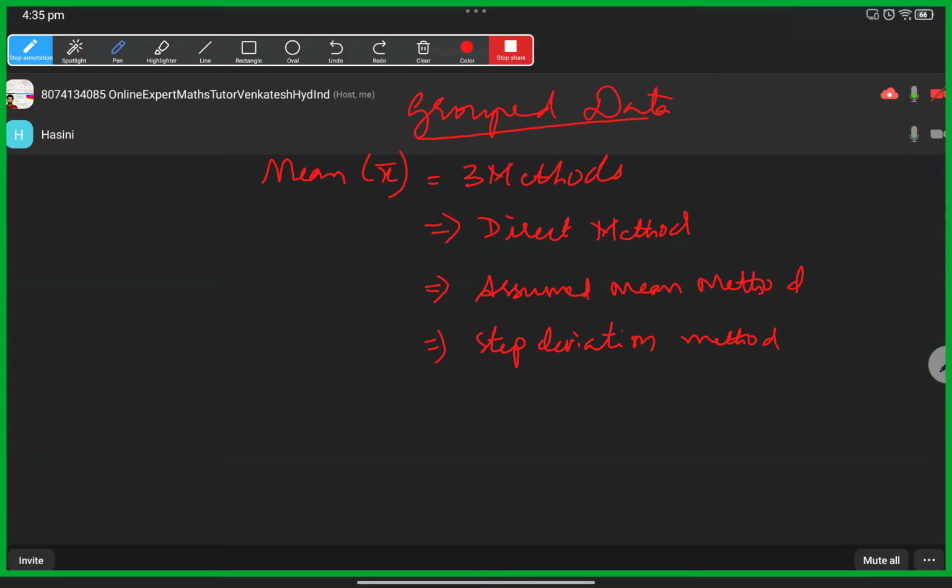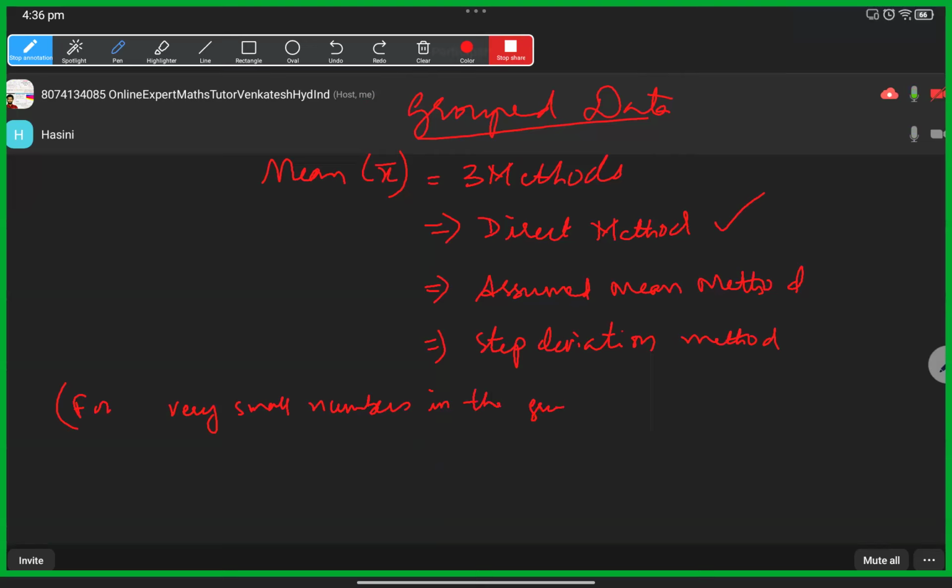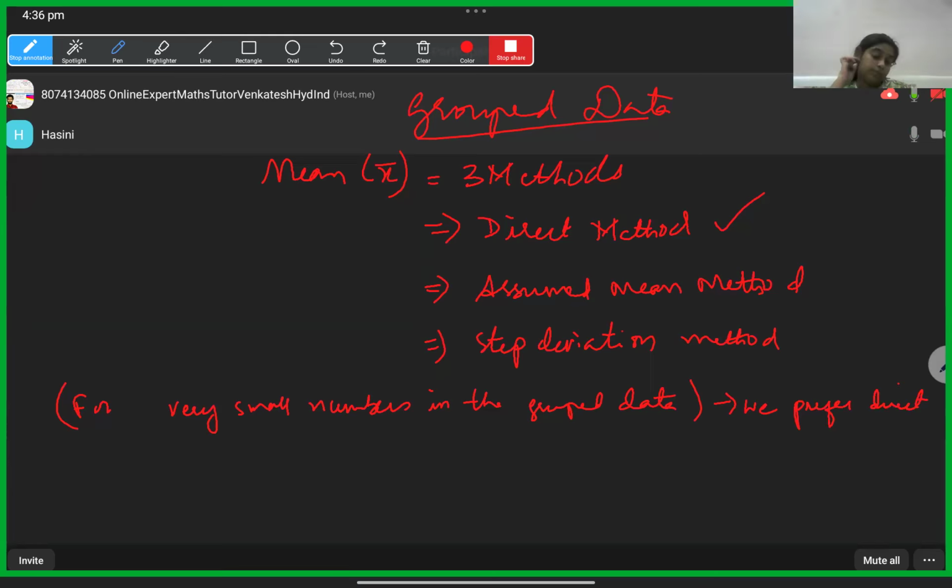So all these are for finding the arithmetic mean of grouped data. Now we will learn about the direct method. The direct method is preferred for very small numbers, almost one-digit numbers. That means the class intervals should be small and the frequency values should also be small. In those cases we prefer the direct method.